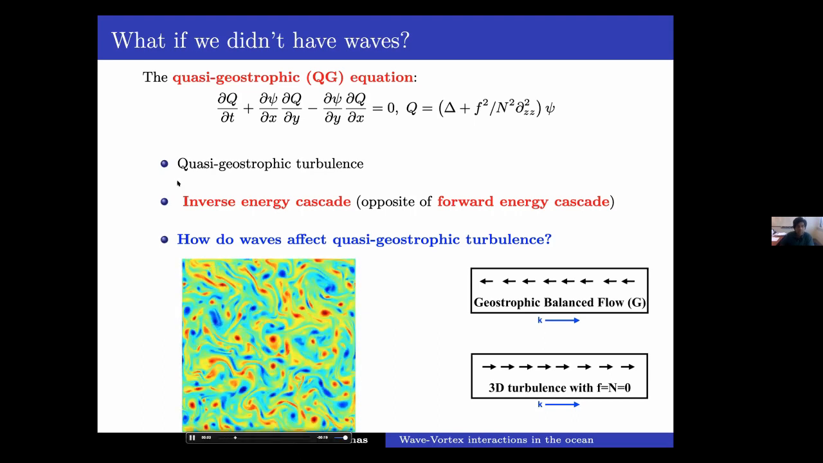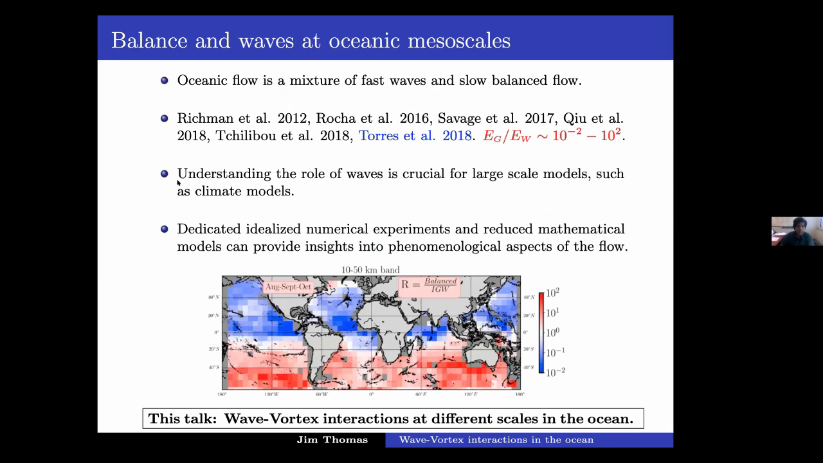So previously, if you go back a decade or so, it was known that the ocean had a mixture of fast waves and slow balanced flow, but people used to believe that at order 100 kilometer to 10 kilometer scales, waves are weak, and quasi-geostrophic turbulence captured most of the dynamics. That was conventional wisdom a decade or so back. But in this decade, we have a lot of observations, satellite altimeter data sets, and in situ observations that indicate that internal gravity waves can be significantly strong and often much stronger than the geostrophic balanced flow.